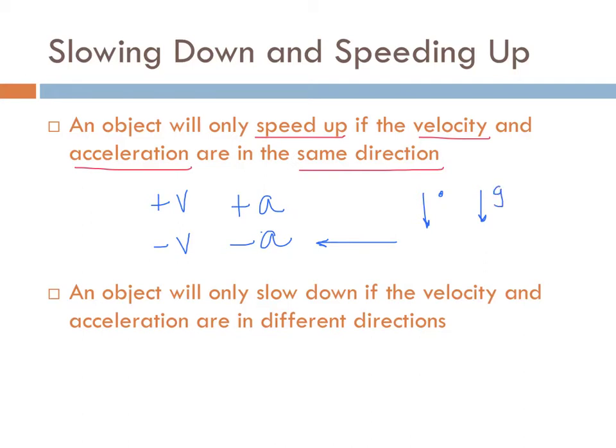An object also will only slow down if the velocity and the acceleration are in different directions. So again, just because you have a negative acceleration does not mean that you will automatically slow down. So a situation like a negative velocity and a positive acceleration, you are slowing down. Same thing if you had a positive velocity and a negative acceleration, you are also slowing down.